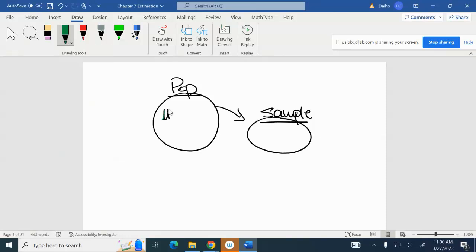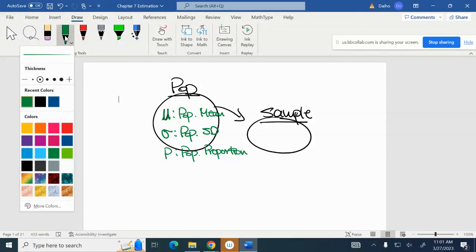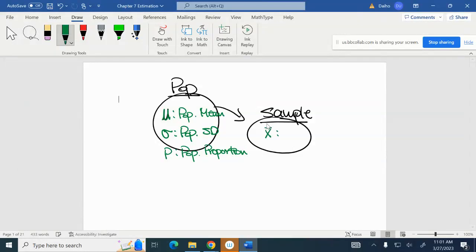We had the mu here, which was the population mean, and sigma, population standard deviation. And also we got the p, which was the population proportion, right? And the other one, we had the x bar, which was a sample mean, and the s, sample standard deviation, and the p hat, sample proportion.